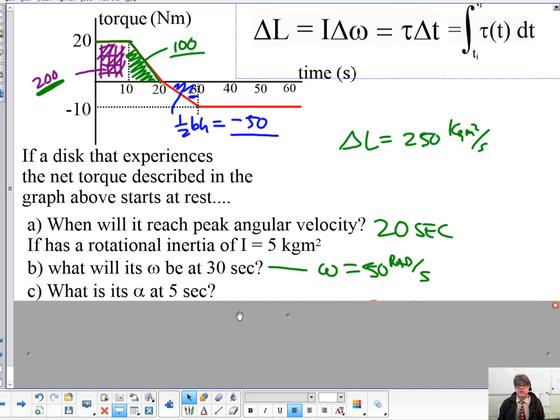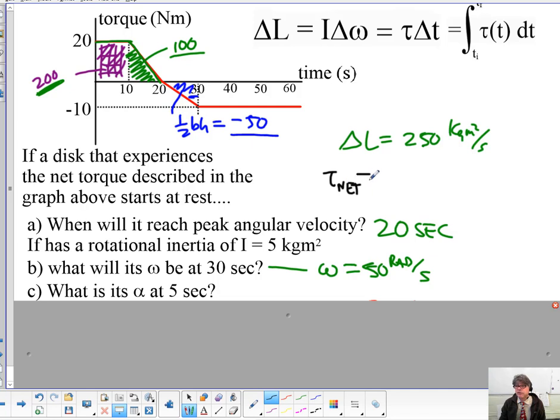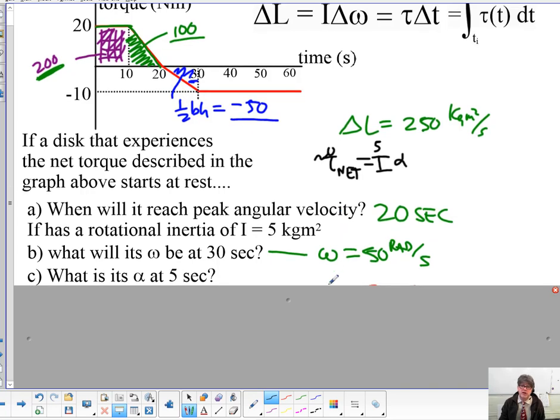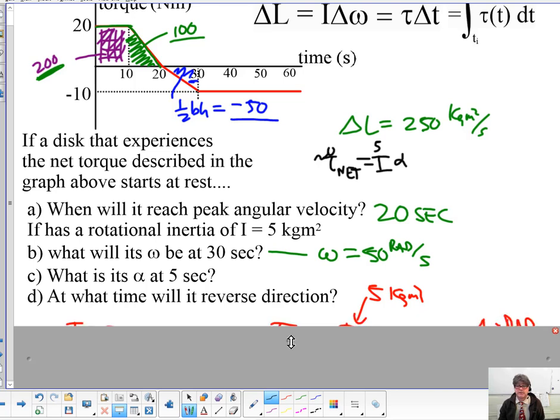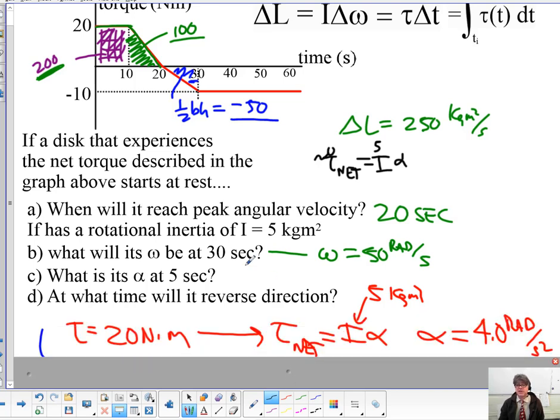For part C, what is the alpha at 5 seconds? I'm just trying to use this to review. 5 seconds is right here where we have a nice constant torque. And don't forget, net torque equals I alpha. This is describing the net torque, so I can find the alpha with this equation, because we know the I now. I know the torque is 20 newton meters, and the I is 5. So 5 goes into 20 4 times, so the angular acceleration is 4 radians per second squared. And there's that answer, my work from last time I did this.